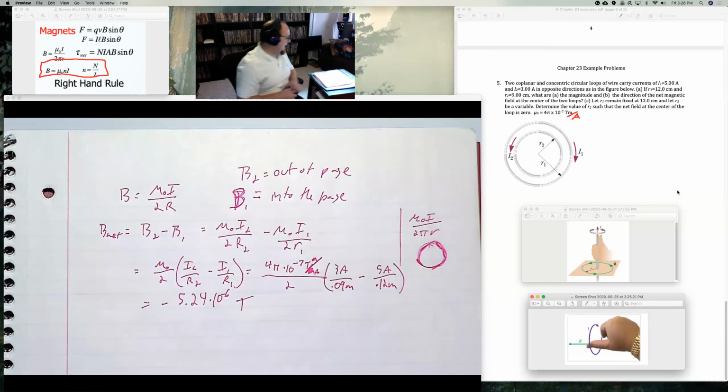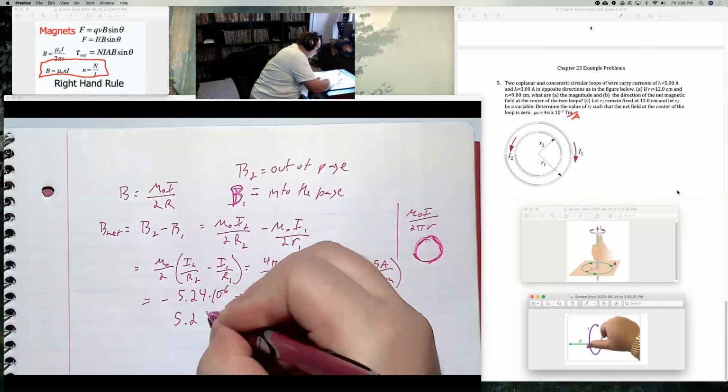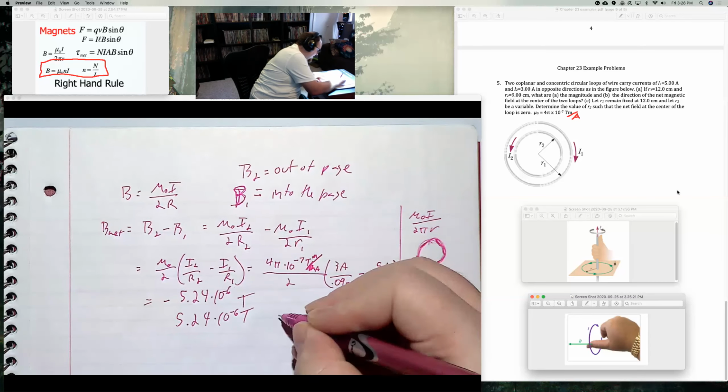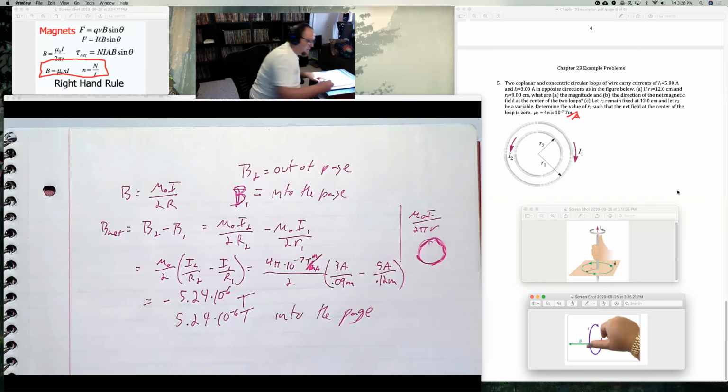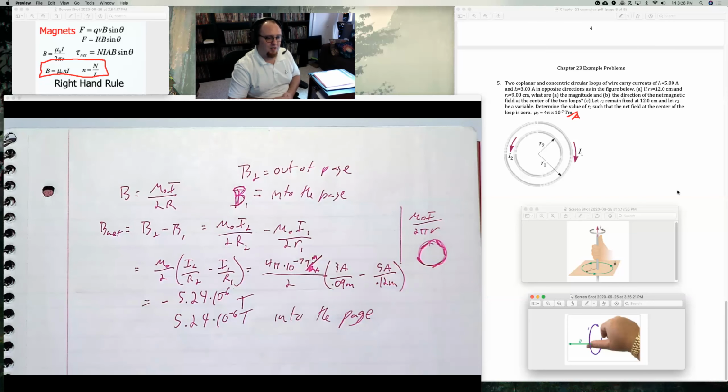So I got a negative answer. Let's talk about what that means. See, I said out of the page was positive, and I got a negative answer. So all that means is it's 5.24 times 10 to the negative 6 Tesla into the page, because I got the opposite sign of what I assumed was positive.